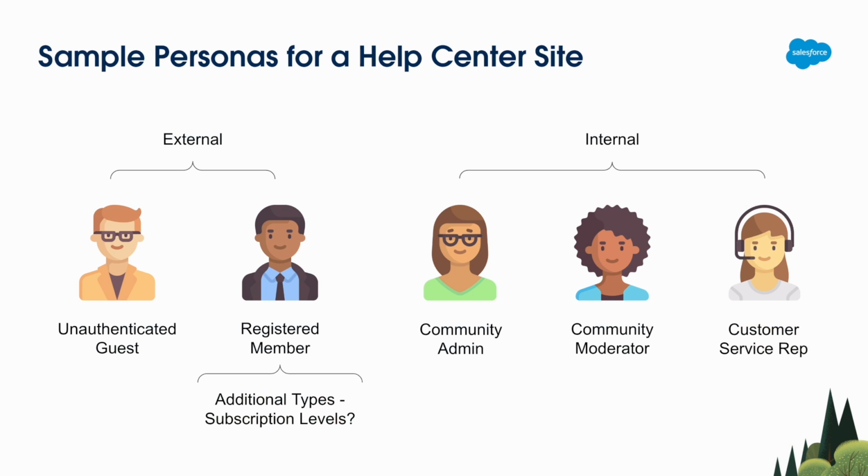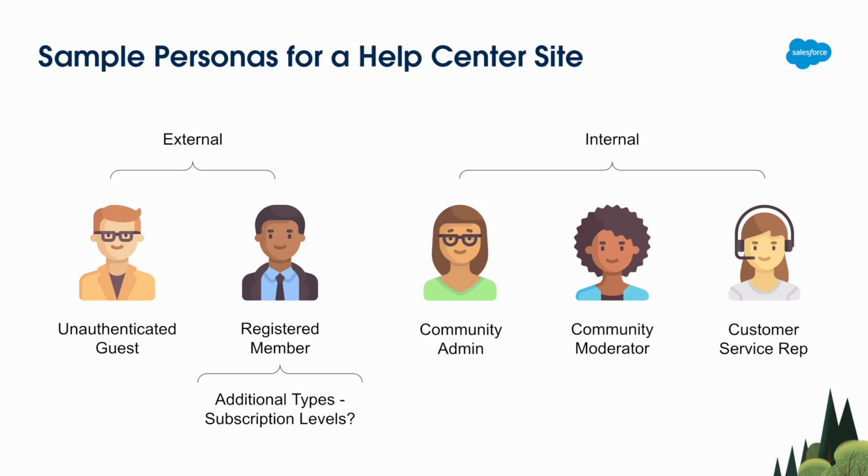At the very top, you want to have a clear separation between your external and internal personas. On the external end, you could have an unauthorized guest user who has access to the public knowledge base, and then from there, a registered member who can do a lot more, such as creating a case or interacting with other members of the site via posts or comments. You can further classify members based on subscription level or other categories if it makes sense.